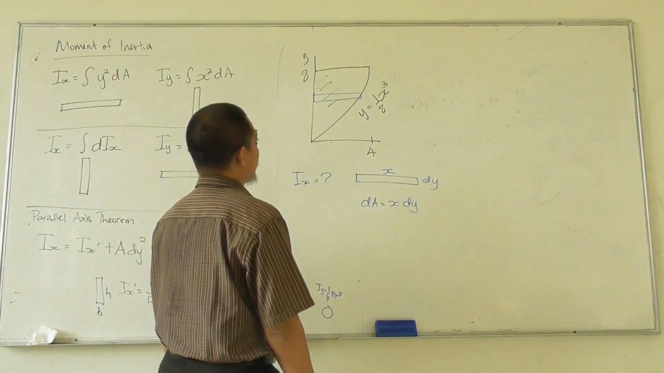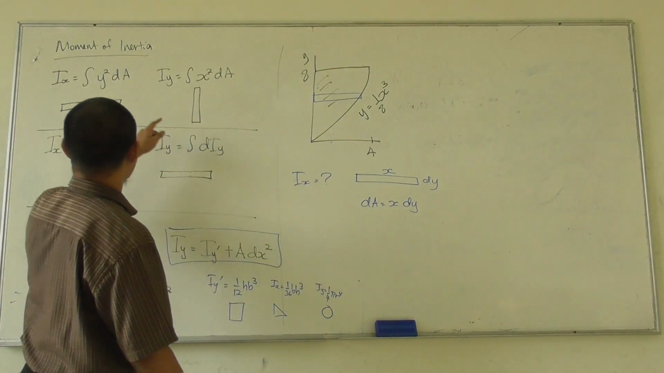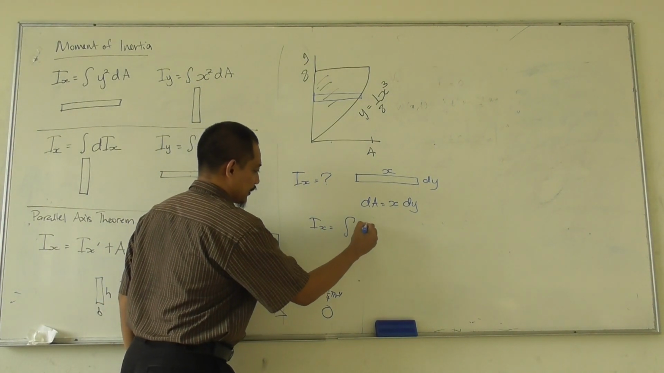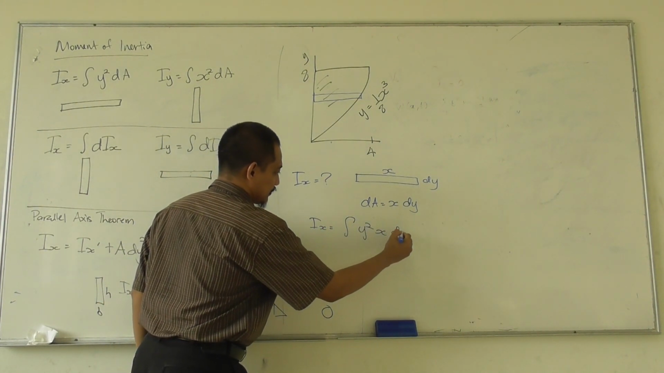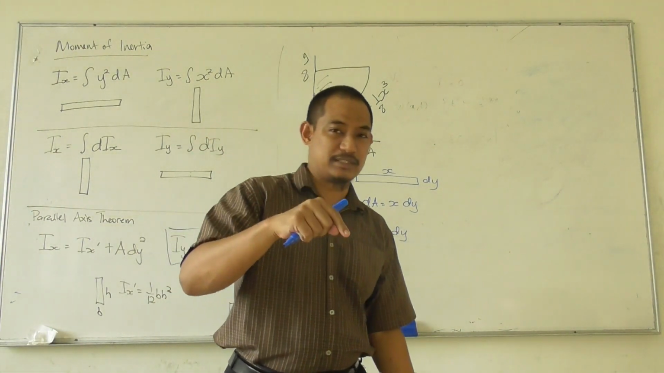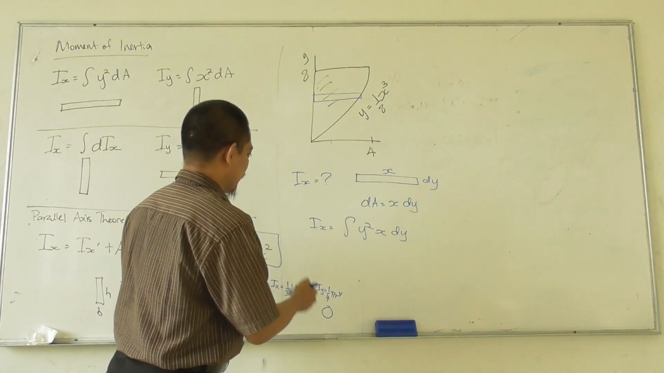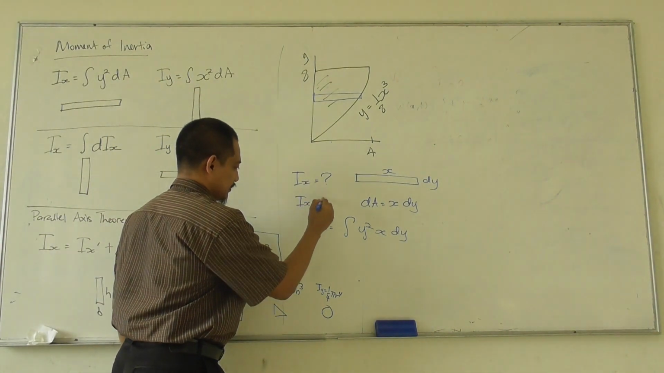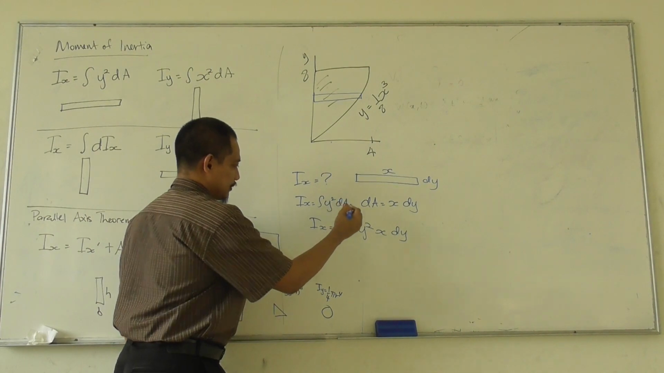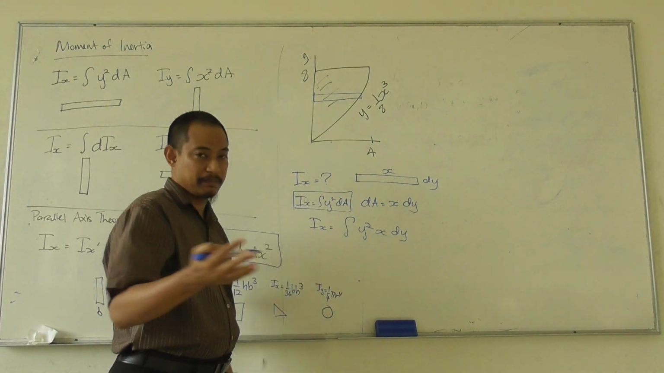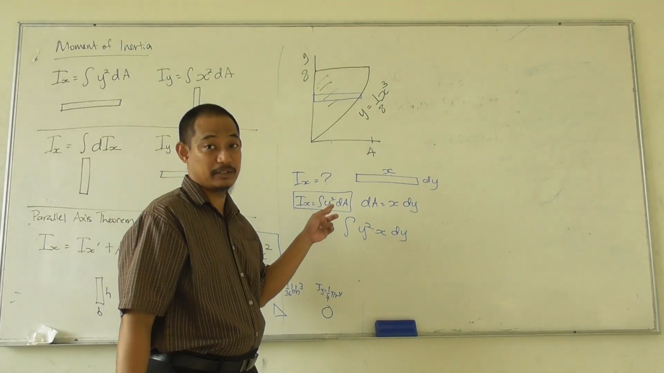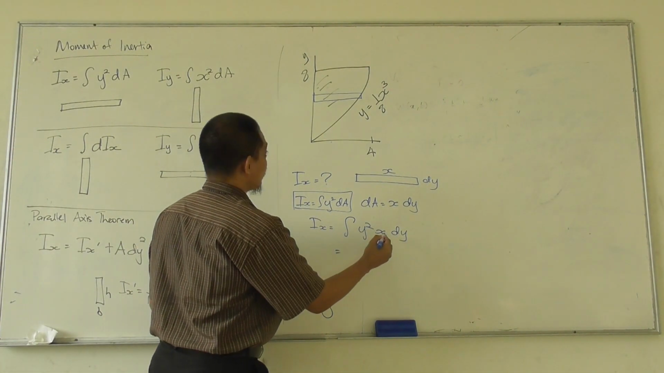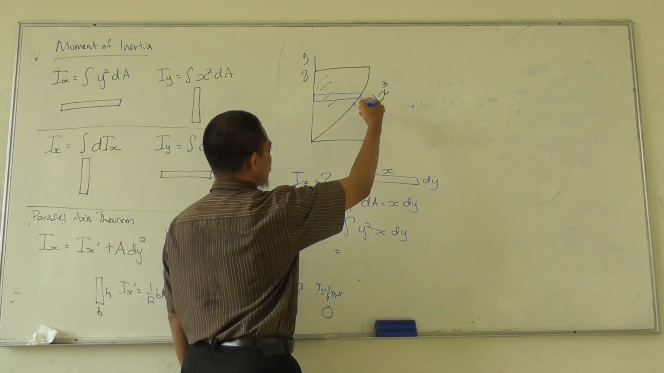Anyway, so this is the case, and with this we just apply this one. Ix is integration of y squared dA, and dA is x dy. Now, for the exam, I skip this step because I have written it there. But for you, it's best that you write Ix equals integration of y squared dA, because normally this will give you some marks already. If you skip, you will miss that mark. Normally.